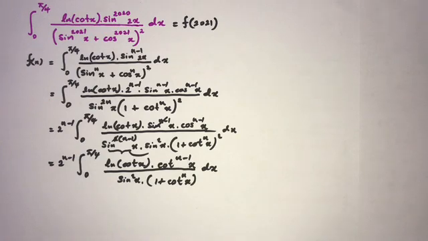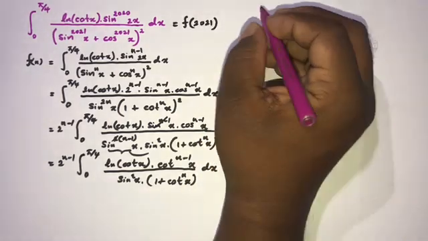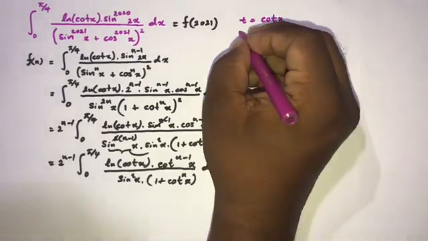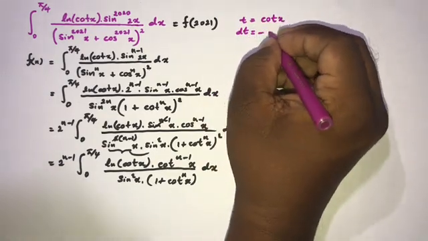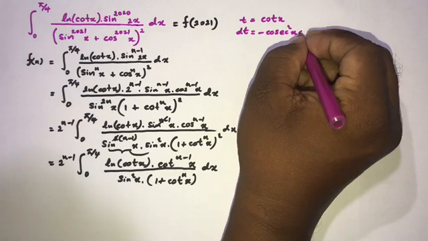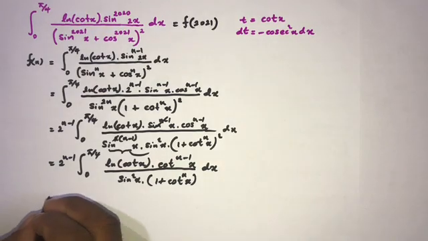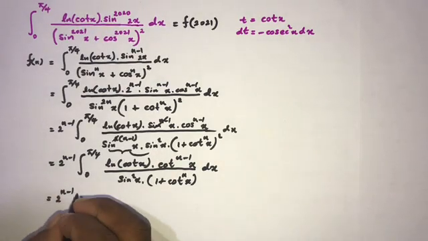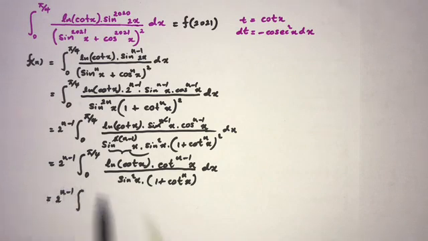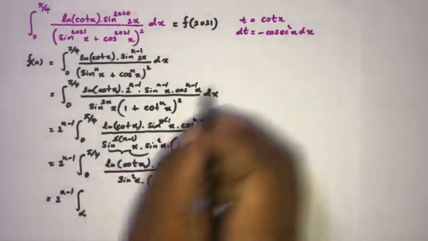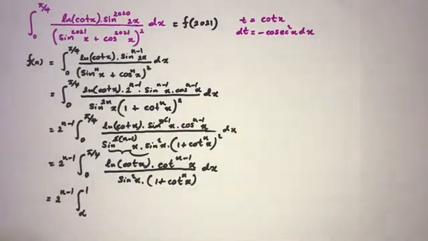Then what can we do? Now we can take a substitution. Let t equal cotangent of x. Differentiating, dt is equal to minus cosecant square of x dx. Now we should change the limits, so we can write 2 raised to the n minus 1 power. When x approaches 0, t approaches infinity. When x approaches pi over 4, the upper limit is 1.